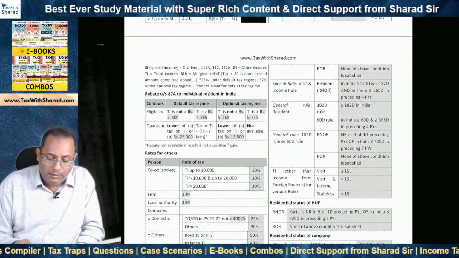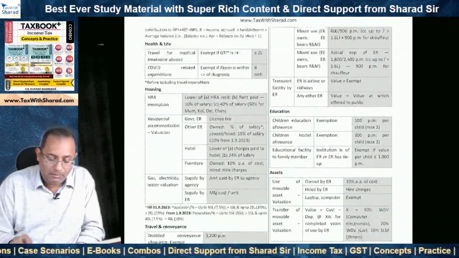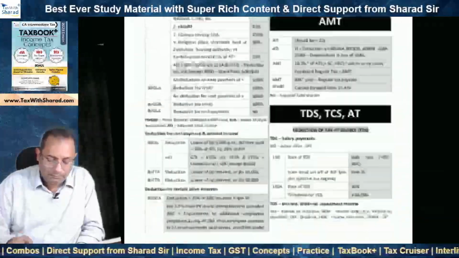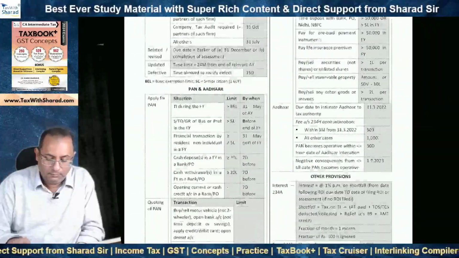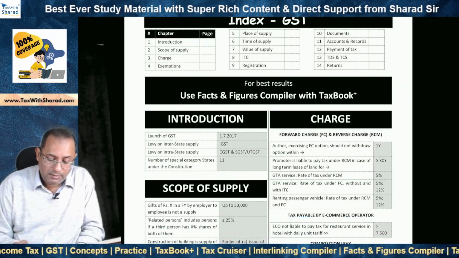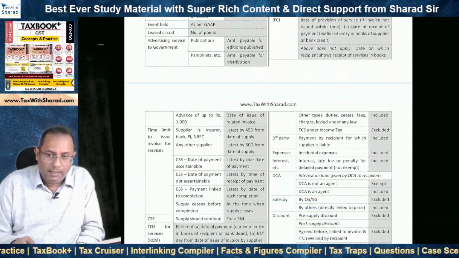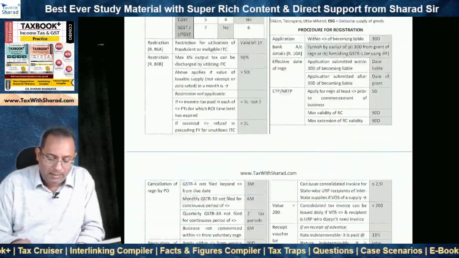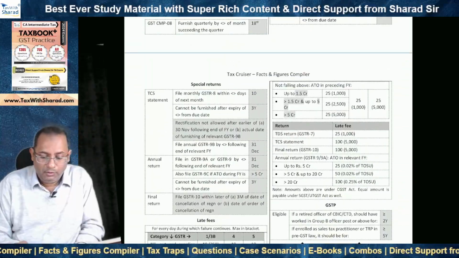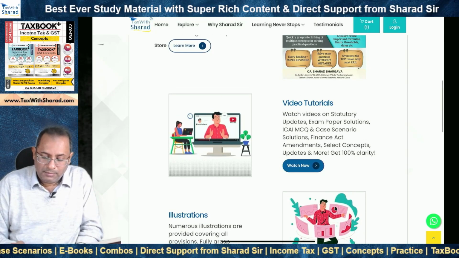Similarly, you have all these facts and figures in a super compact way, and this is chapter wise: exempt income, residential status and scope, salaries, and so on. And then you have a similar compiler for GST as well, which is chapter wise: introduction, scope of supply, charge, exemptions, time of supply, place of supply, ITC, value of supply. See, this becomes extremely useful for you when you are closer to the exam and when you want everything to be at your fingertips.